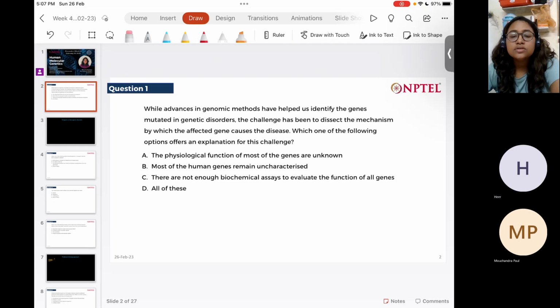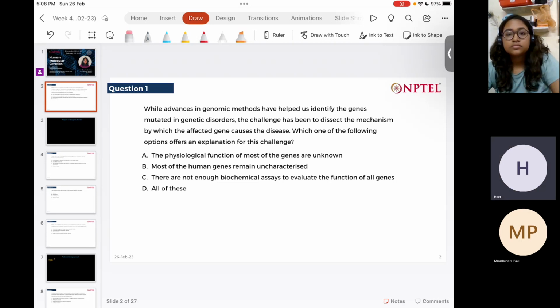Sure. The question states that while identifying the genes which have undergone mutation, and these mutations generally lead to genetic disorders, people have come across various kinds of challenges. In the options given here, you have to identify which are those challenges. Can you state the options?